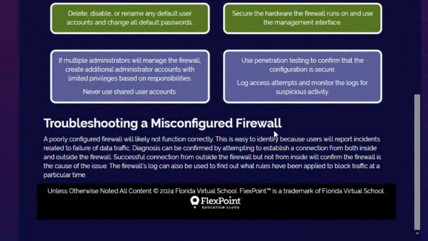Troubleshooting a misconfigured firewall. A poorly configured firewall will likely not function correctly. Kind of makes sense. This is easy to identify because users will report incidents related to the failure of data traffic. Diagnosis can be confirmed by attempting to establish a connection from both inside and outside the firewall. So a successful connection from outside the firewall, but not from inside, confirms that the firewall must be the cause of the issue. The firewall's log can also be used to find out what rules have been applied to block traffic at any particular time. All right, let's look at page 5 here.